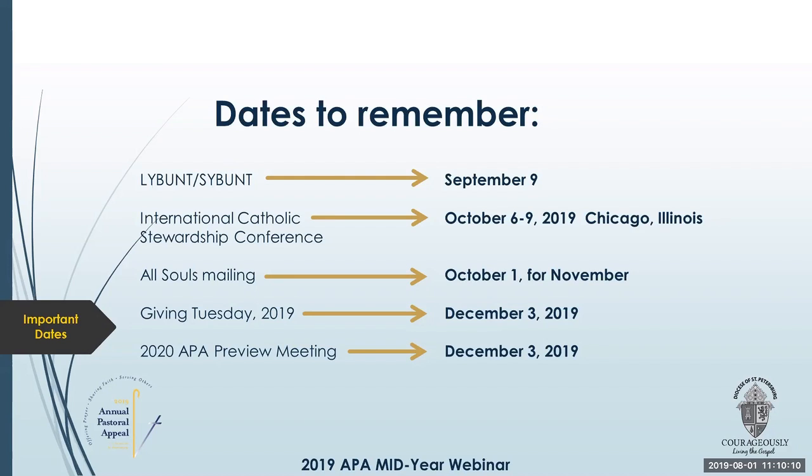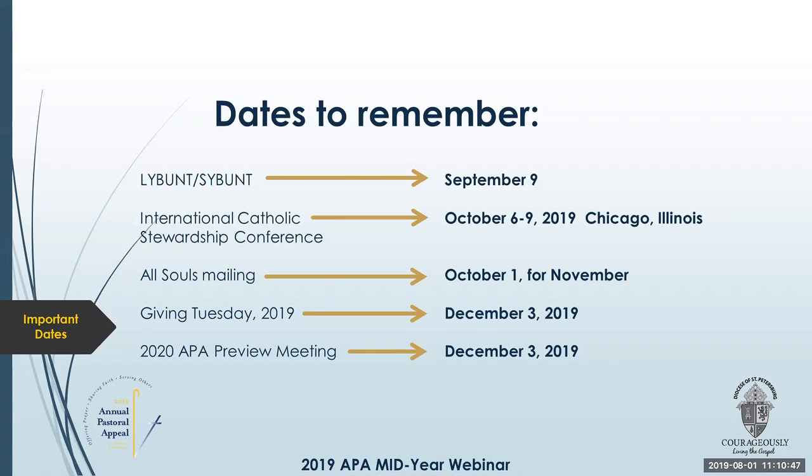In one of the attachments in your email that we sent yesterday was an International Catholic Stewardship Conference brochure. Please look it over and take advantage of this great opportunity. The brochure has the track sessions that are set out. They have a wonderful faculty of keynote speakers, and they are up on the latest topics that we are dealing with in our parishes. So it's a great opportunity if you can go.